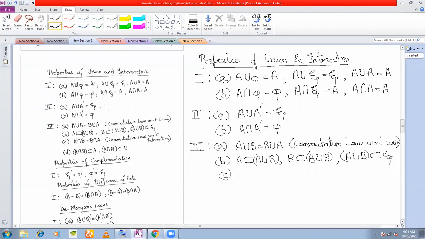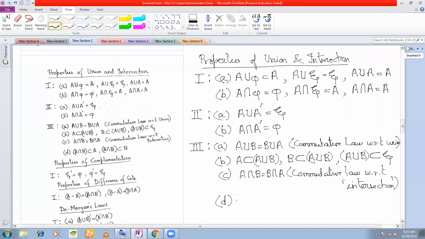Next, what you were asking last time. If I write A intersection B and B intersection A, will it be the same? Yes, because A intersection B is equal to B intersection A. So whether you write A intersection B or B intersection A, both are the same. So this is also called commutative law with respect to intersection.